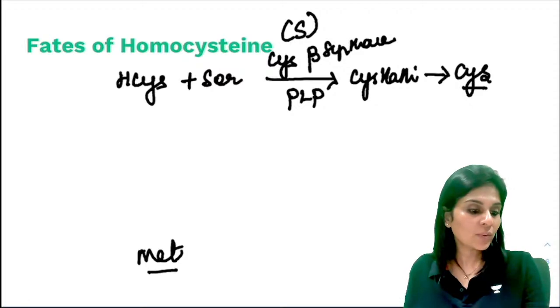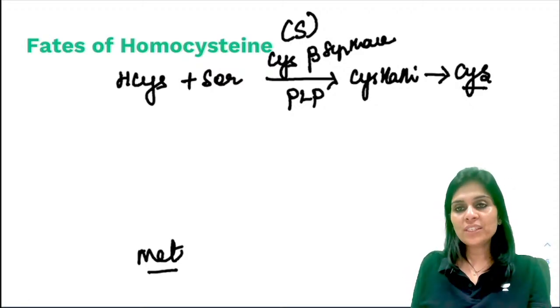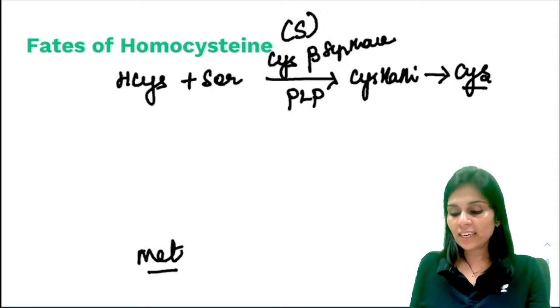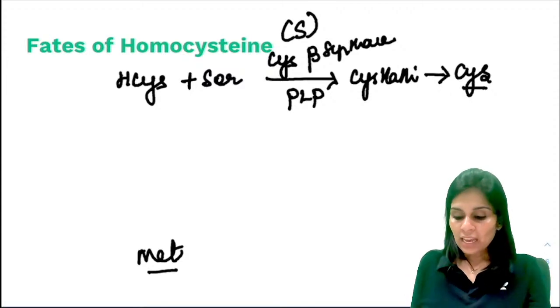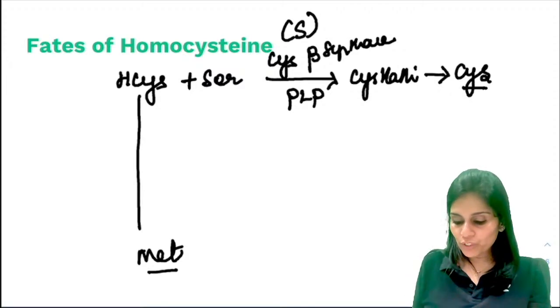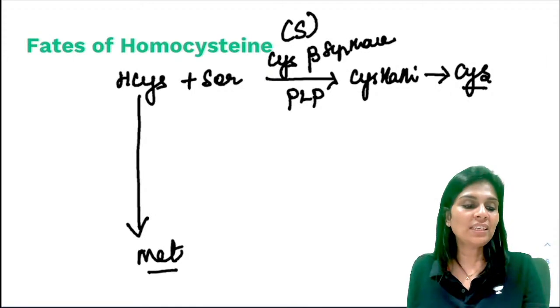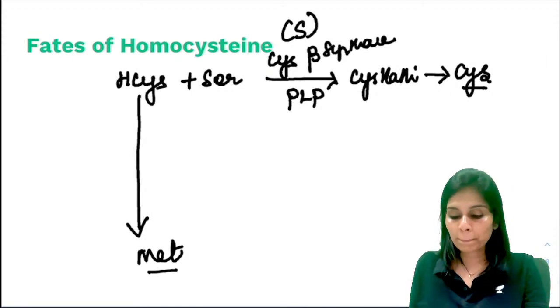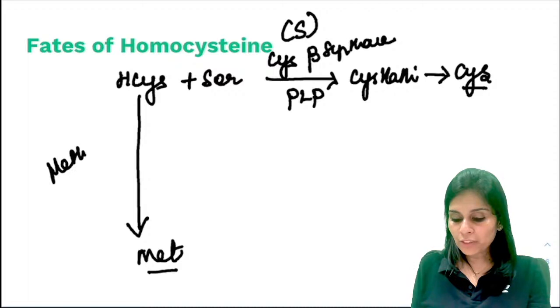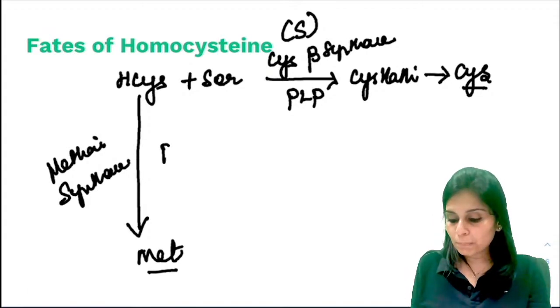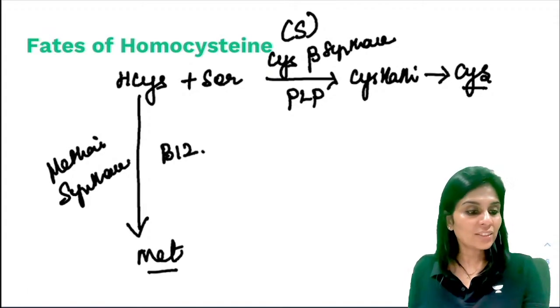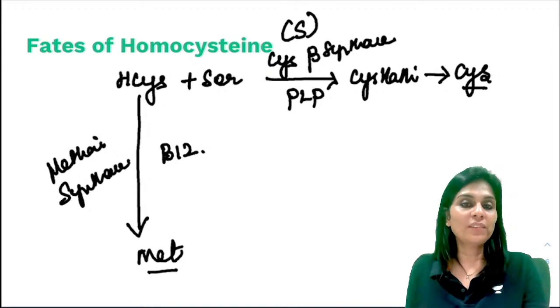Okay. So the major fate of homocysteine is that it gets converted to cysteine in the presence of serine, and the enzyme is cystathionine beta synthase, which is B6 dependent. And what is the minor fate of homocysteine? The minor fate is that homocysteine gets converted to methionine. And the enzyme here is methionine synthase. It's a logical name, right? The enzyme is methionine synthase, and this is B12 dependent.